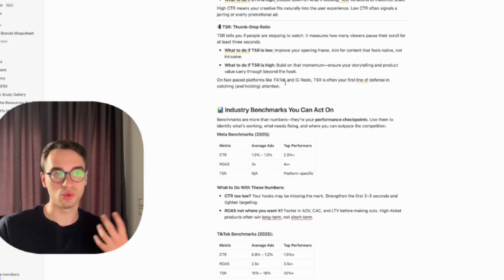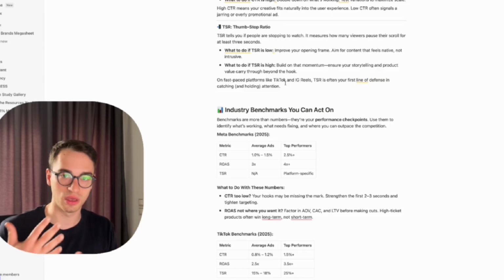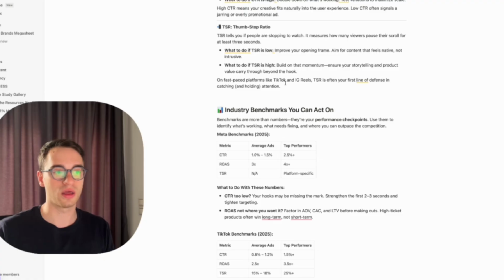And what to do when thumbs up ratio is quite high? We actually have some momentum here. You need to ensure that your storytelling after the hook is convincing enough, so we can make the most out of the high thumbs up that we have produced.